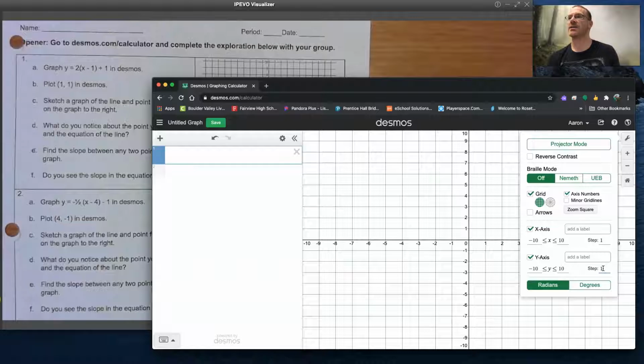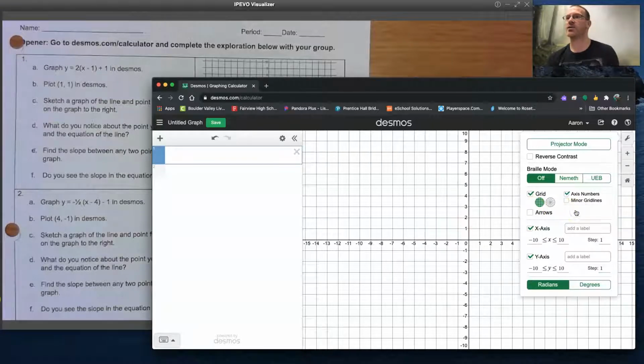Now, this gives us basically a 10 by 10 grid for you, and it's nice and crisp and clean, and it's going to help you see the points a little bit better. And then the last thing I do is hit square, and that just makes everything nice and neat. I do that just to help me see everything when I'm using Desmos.